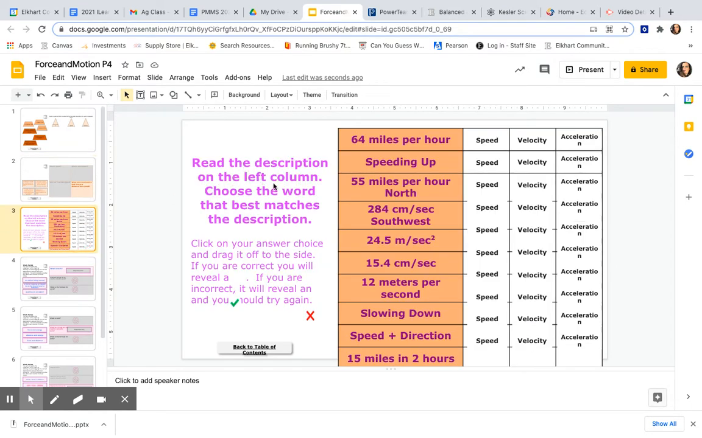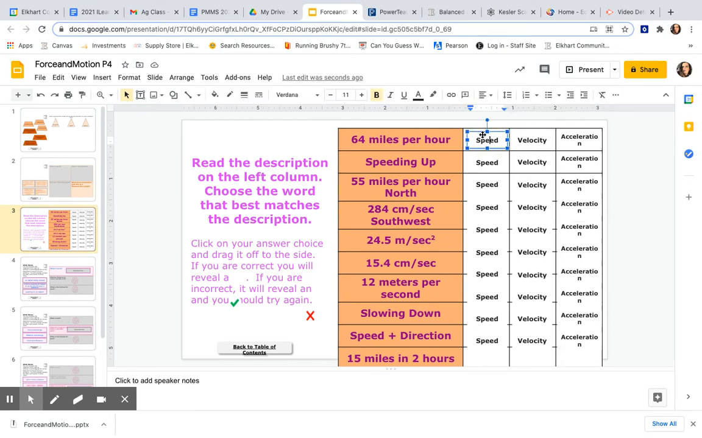On this slide, you're going to read the description to the left and then choose the word that best matches that description. 64 miles per hour, would that be speed, velocity, or acceleration? Let's just say that you said that it was speed. You're going to take your answer and move it off to your left. If you get a green check mark, you are right. If you have a red X, then you need to put it back and find the right answer. When you're done, I should see check marks all the way down this list.